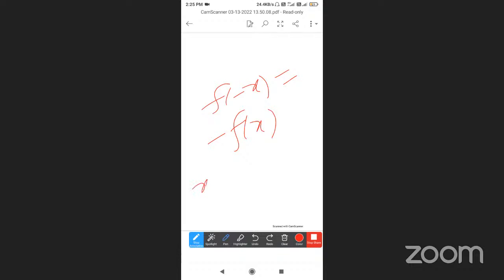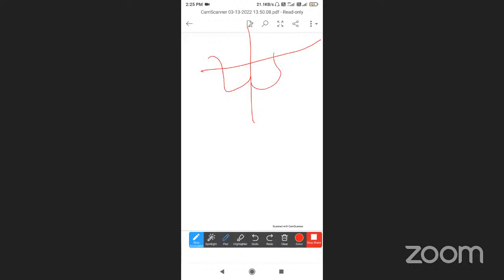Odd function examples are x cube, sin x, and tan x. These are always odd functions. The graph of an even function has the symmetry part, where this part and that part are the same. The graph of an odd function is symmetrical about the origin.